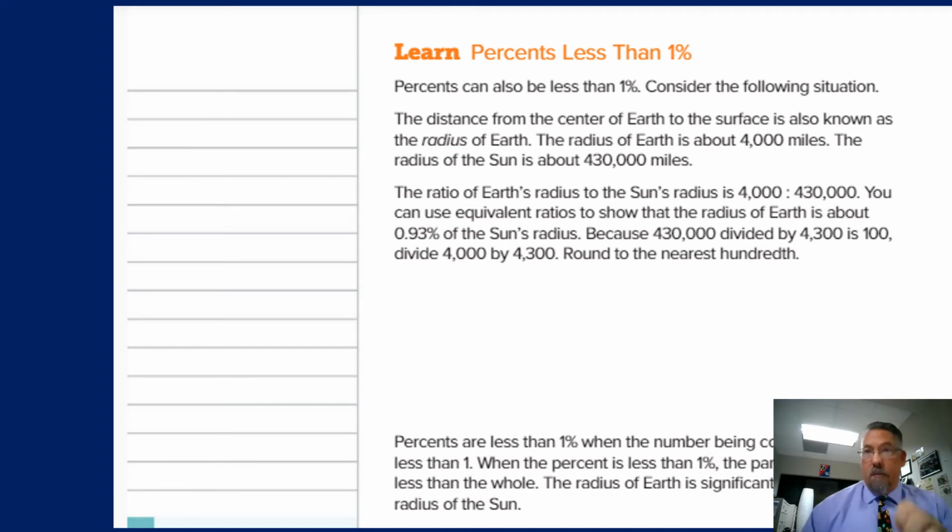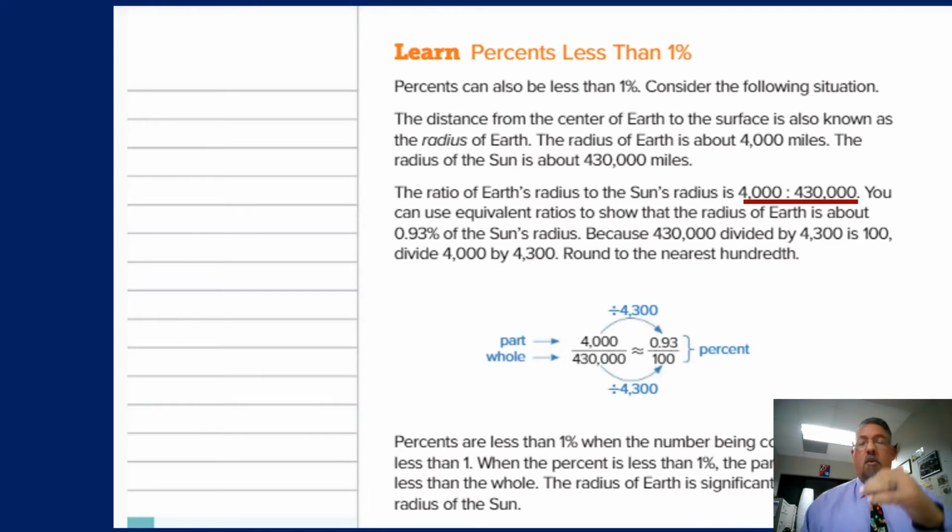So now we're going to shift gears in part 2 of this lesson and think about smaller percentages. They're giving us all sorts of information here, but what I want us to focus in on is the idea that we have a ratio of 4,000 to 430,000. So the radius of the Earth is 4,000 to the radius of the sun, which is much bigger, at 430,000. They're going to show you if you set it up as a ratio of 4,000 to 430,000, and then ask yourself, well, what do I have to do to 430,000 to get 100? I would divide top and bottom by 4,300.